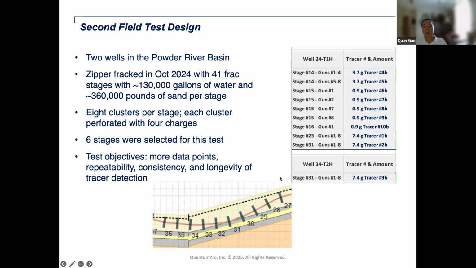So anyway, as you can see, we designed our test for the following objectives: more data points, repeatability, consistency, and longevity, meaning how long the tracer will remain detectable. So these are the purposes for this second field test.